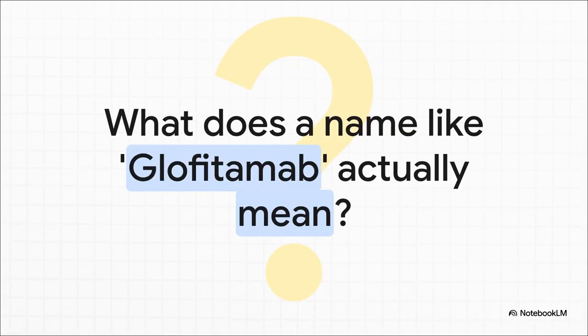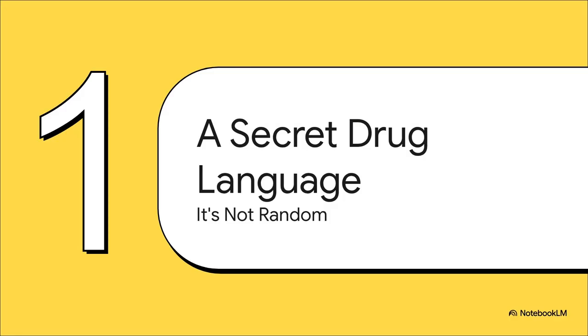So let's just jump right in with a perfect example. A name like glofitamab. It seems totally impossible to understand. But what if I told you that by the time we're done here, you'll be able to look at that name and know what kind of drug it is and even what it's designed to do? Stick with me.